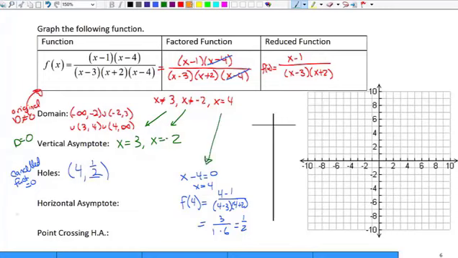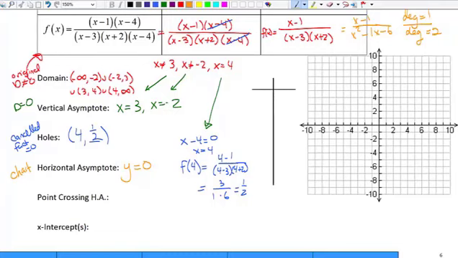To get my horizontal asymptote, I'm going to use my chart. The chart that's going to compare the degree in the numerator to the degree in the denominator. So if I distributed out my reduced form, I would get x minus 1 on the top, and then I'd get x squared minus 1x minus 6. So the degree in the numerator is going to be 1. The degree in the denominator is going to be 2. So because the denominator is larger, that chart tells me that my horizontal asymptote is y equals 0.